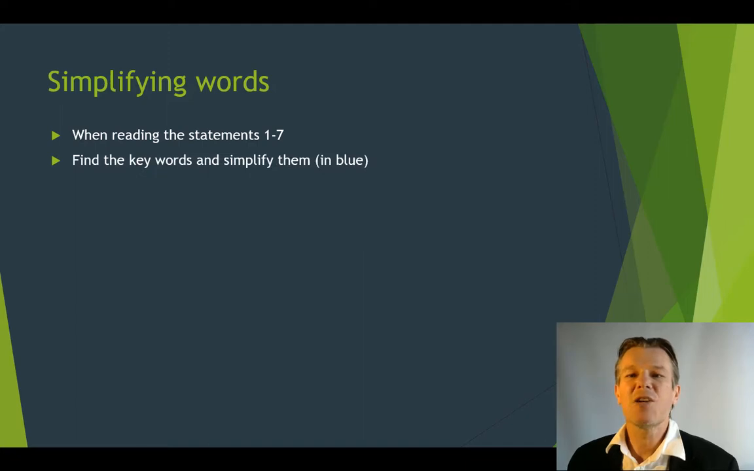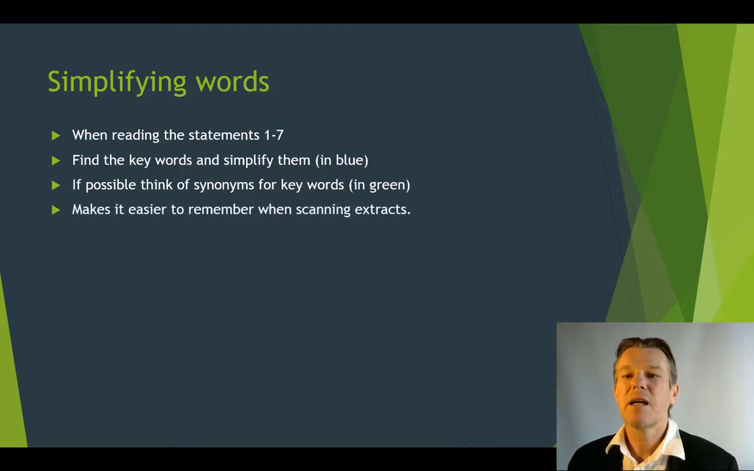Now we find the key words in these statements and we simplify them. This I've done in blue to help you. So once we've simplified the words, also try and see if you can think of any synonyms for these words. The reason why we try and simplify the words is when we scan the text, if we have a simple word in our head, it's easier to find the answer than a complicated word, which is easy to forget. And I'll show you examples of this now.